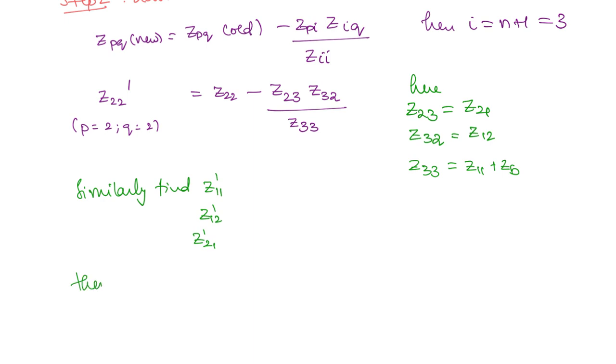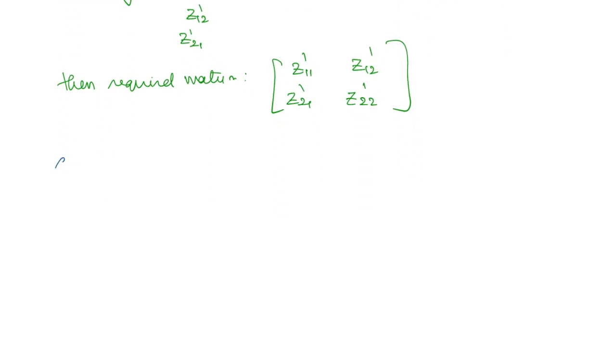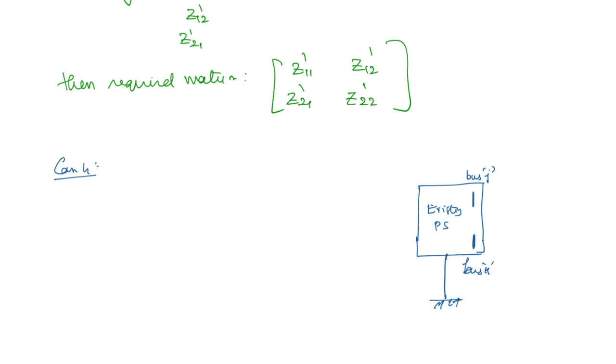Then the final, required matrix is going to be Z11 dash, Z12 dash, Z21 dash and Z22 dash. So this is how you have to find out. Now the last and final case, we are adding a transmission line from an existing bus to another existing bus. So this is the existing power system network, this is the reference, and here you have an existing bus J. Let us take this J and another bus which is K. Now a new transmission line is added between these two buses and the impedance we will take as ZB.